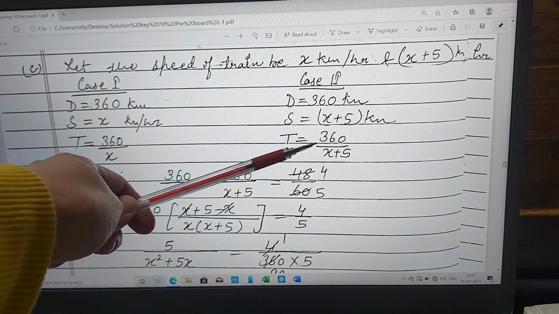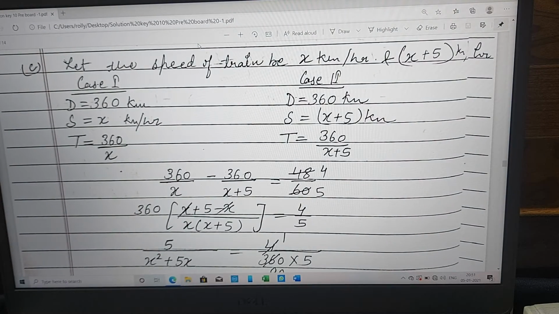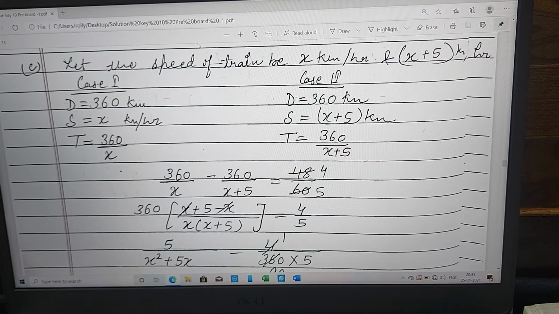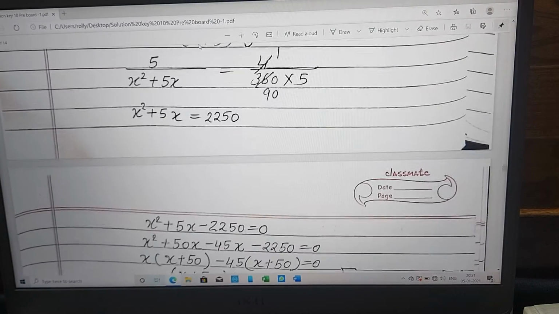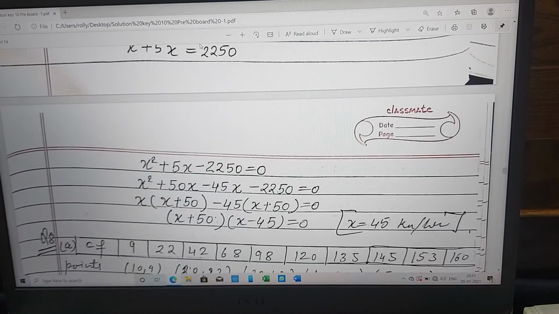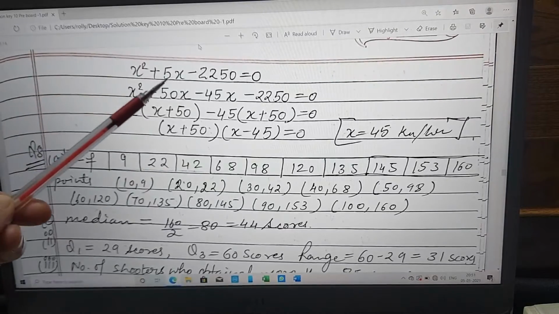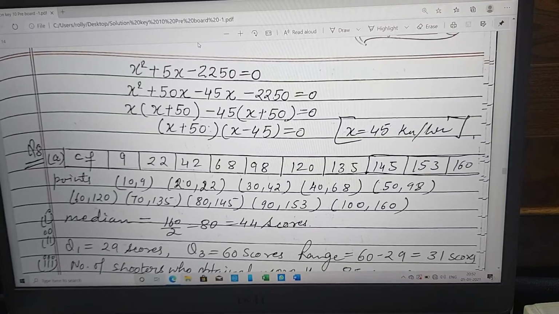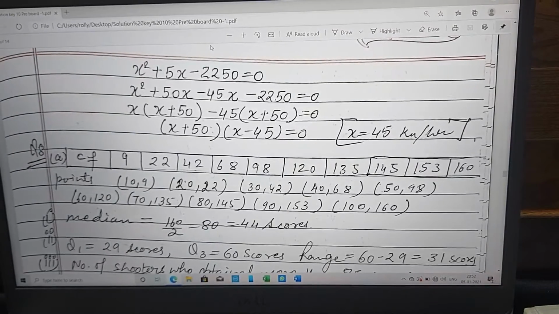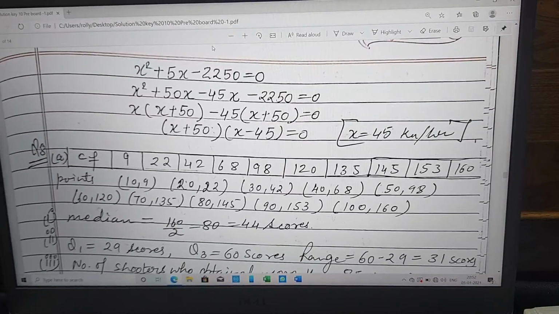So greater minus lesser. 360 upon x minus 360 upon x plus 5 has to be equal to 48. 48 has to be converted to hours. So 48 upon 60, it will be x square plus 5x is equal to 2250. And you are supposed to use factorization method to solve this equation, x square plus 5x minus 2250. Please do not use Sridharacharya formula to solve this equation. Okay, the value of x is 45 km per hour. x is equal to minus 50 will not be considered, negative value.